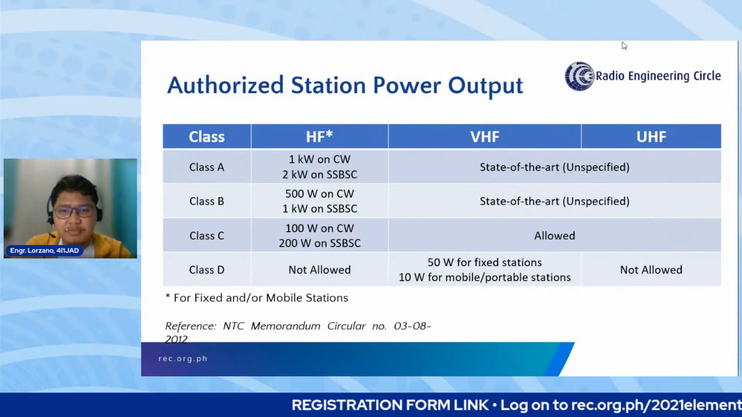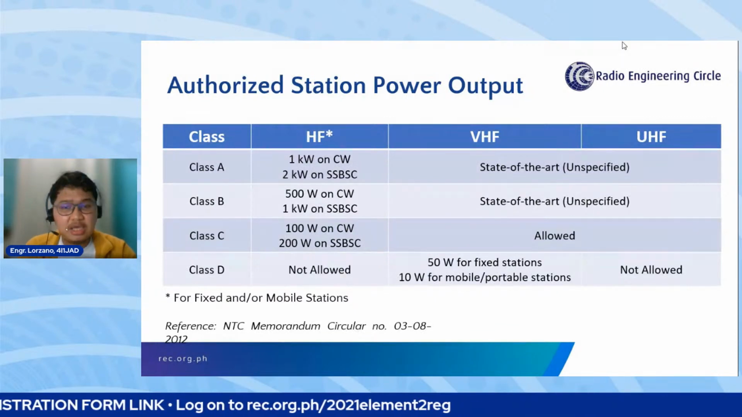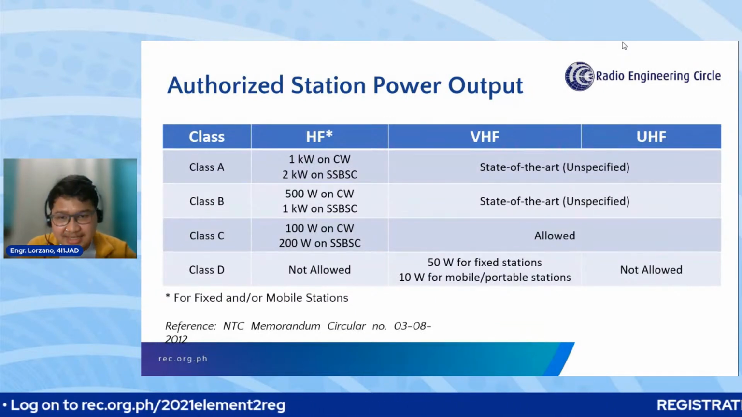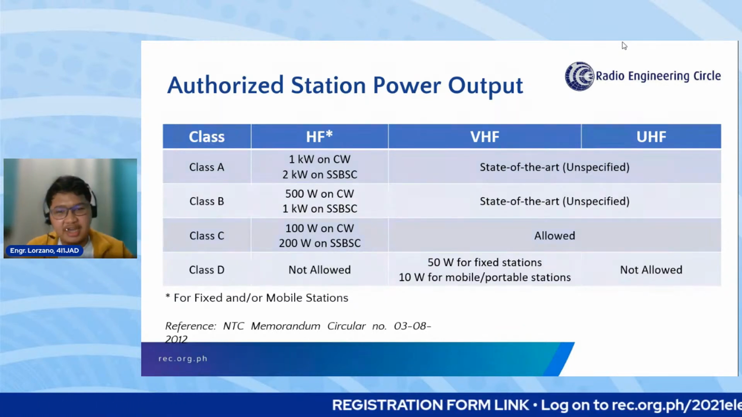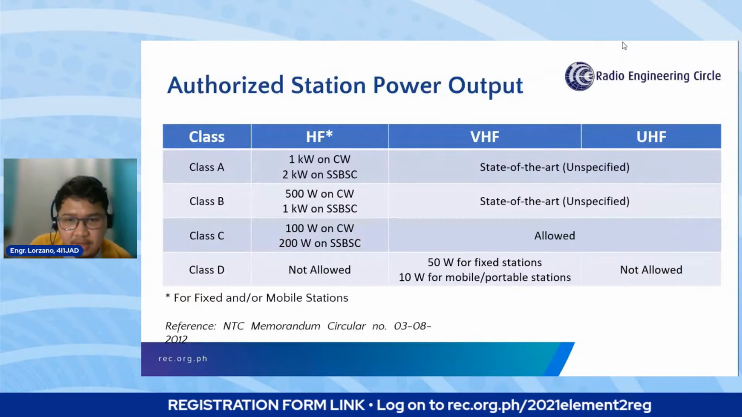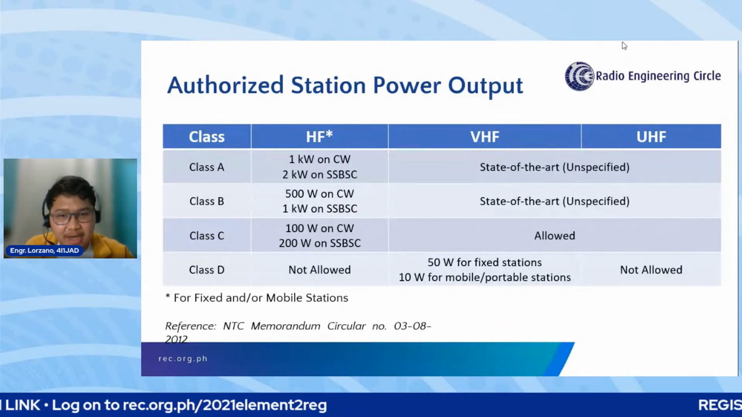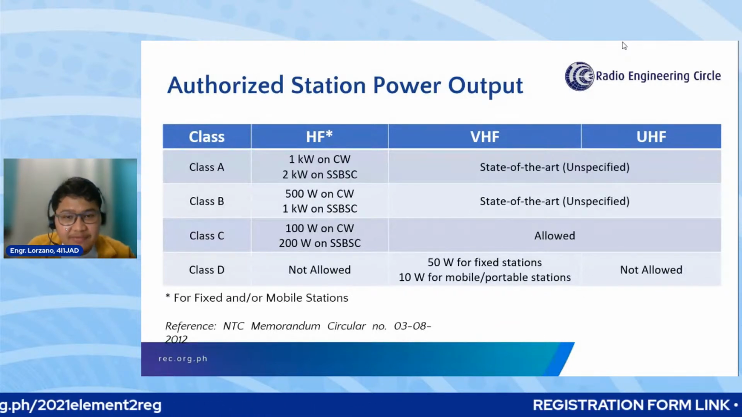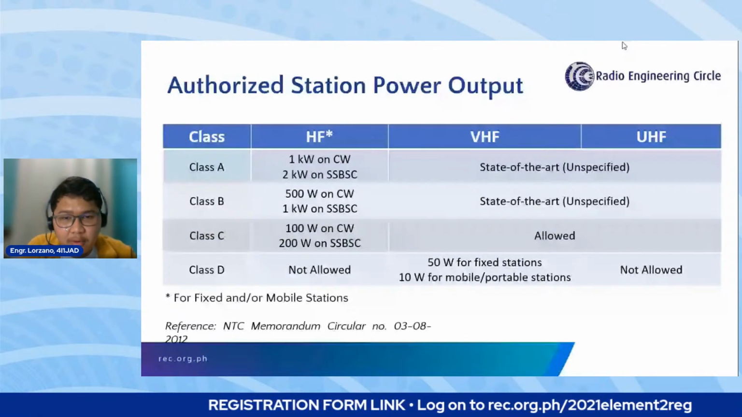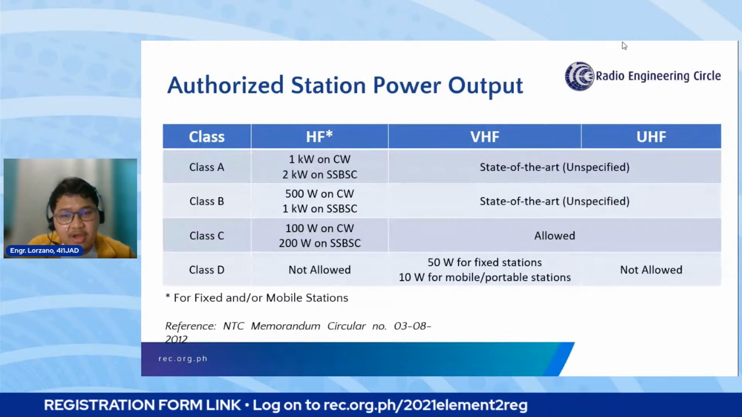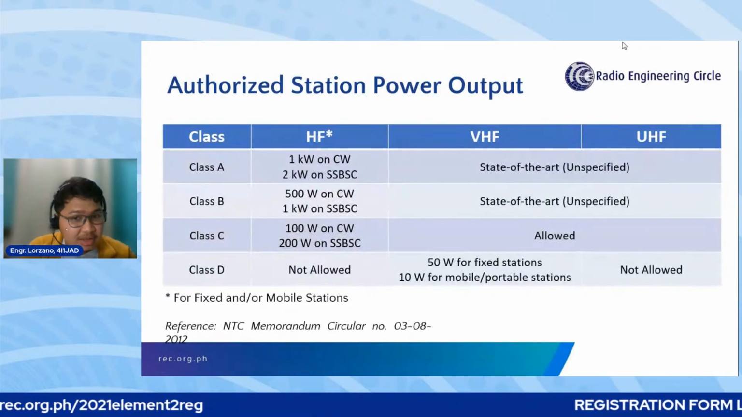Amateur station power output. So ito na yung mga privileges natin. So si Class D, which is yung lowest class, hindi siya allowed na mag-transmit using high frequency or HF, but also for the UHF. Pero allowed siya na mag-transmit sa VHF by 50 watts for fixed station, 10 watts for mobile or portable station. Ayan. So tandaan nyo, Class D, ang pwede lang sa kanya VHF, 50 watts for fixed station, 10 watts for mobile or portable station.